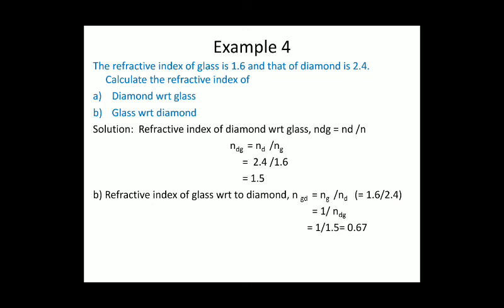the value, 1.5. In part B they are asking about glass with respect to diamond. So that is just the reverse of the previous case. So the reciprocal, that is 1 upon nDG, or you can just reverse the ratio, 1.6 upon 2.4, or 1 upon 1.5, giving the same answer.